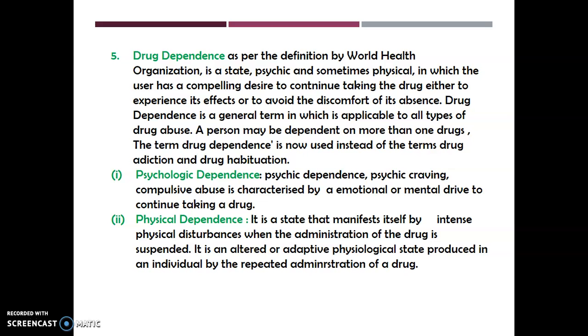So, first, psychological dependence. Psychic dependence, psychic craving, or compulsive abuse is characterized by an emotional or mental drive to continue taking a drug. And physical dependence is a state that manifests itself by intense physical disturbance when the administration of the drug is suspended. It is an altered or adaptive physiological state produced in an individual by the repeated administration of the drug.